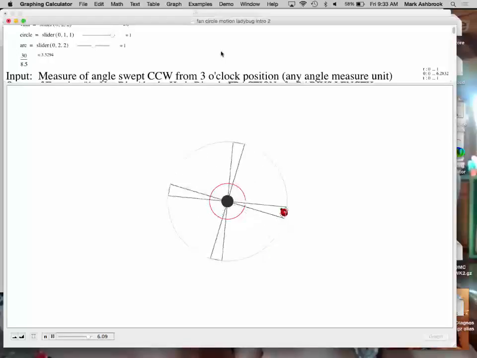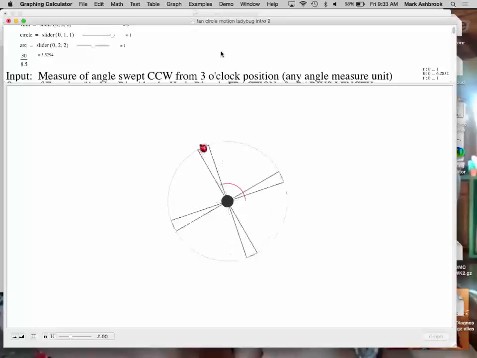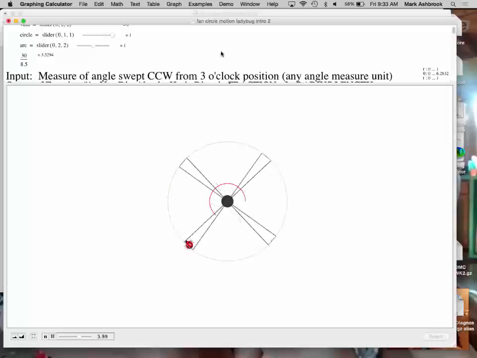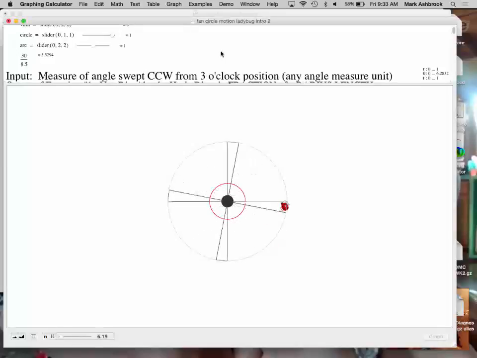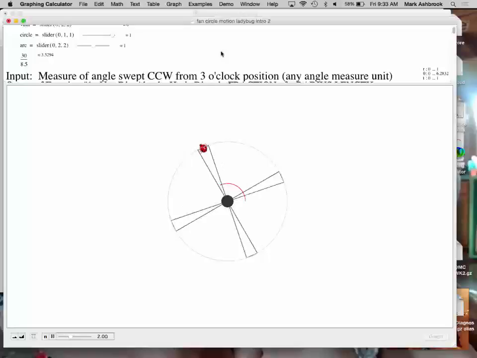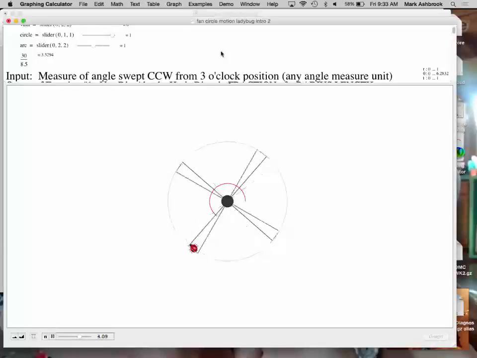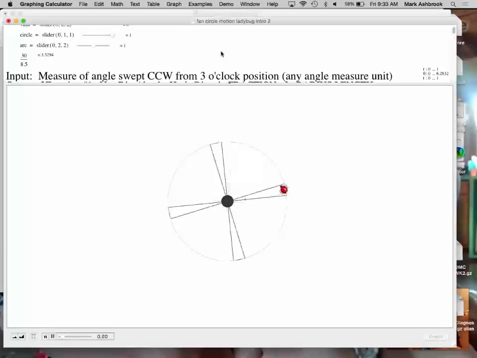Burn this in your brain. You're going to have a quiz on it, and it's the land we live in. The input quantity is going to be the measure of the angle swept counterclockwise from 3 o'clock, usually in radians, but it could be any angle measure, okay? It could be any unit of angle measure.